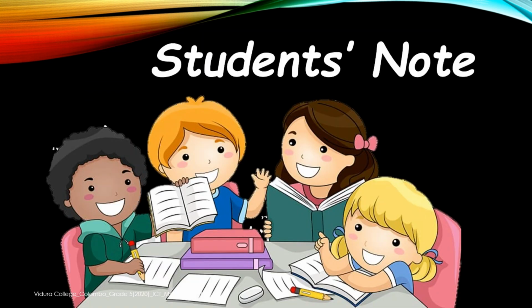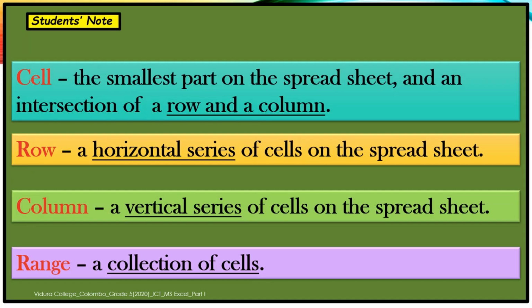I hope that you could get a small idea of Microsoft Excel. So now you can use a writing book to write the student's note. Cell, the smallest part on the spreadsheet, an intersection of a row and a column. Row, a horizontal series of cells on the spreadsheet. Column, a vertical series of cells on the spreadsheet. Range, a collection of cells.